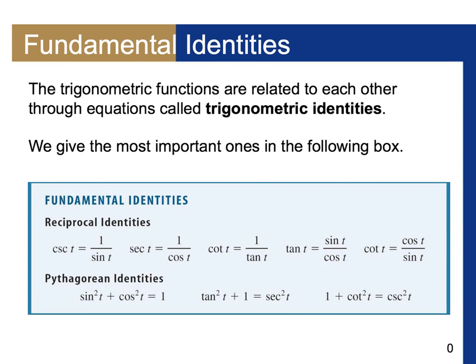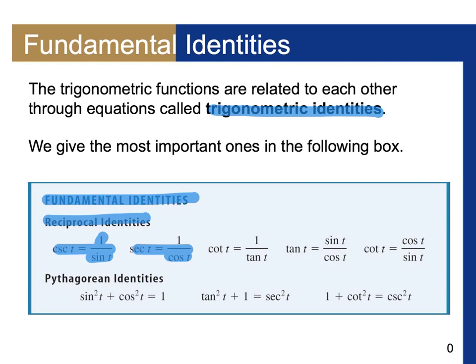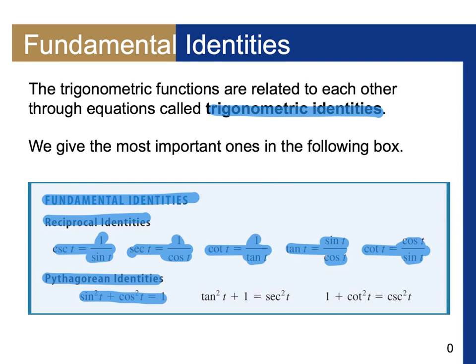Okay, let's talk about our fundamental trigonometric identities. We already looked at our reciprocal identities, right? Cosecant is 1 over sine. Secant is 1 over cosine. Cotangent is 1 over tangent. Tangent is sine over cosine. And cotangent is cosine over sine because it's a reciprocal of tangent. Okay, but we did not talk about these yet. Pythagorean identities. Sine squared plus cosine squared equals 1. Now that's the most important one, and that comes from, remember, we're talking about sine being the y, right?